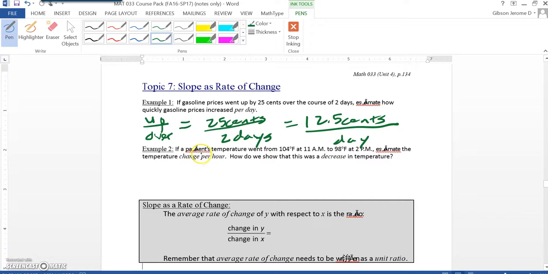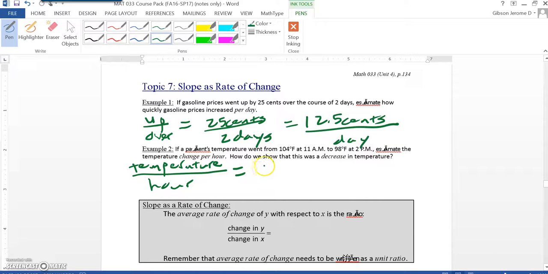Okay, next. Example 2. If a patient's temperature went from 104 degrees Fahrenheit at 11 a.m. to 98 degrees Fahrenheit at 2 p.m., estimate the temperature change per hour. How do we show that this was a decrease in temperature? Okay, so we add a temperature divided by the hours, or hour.